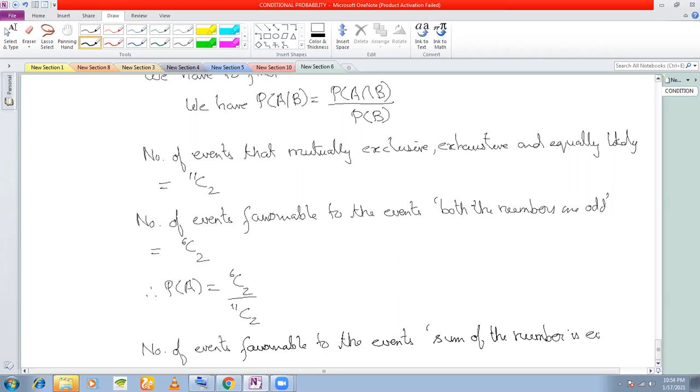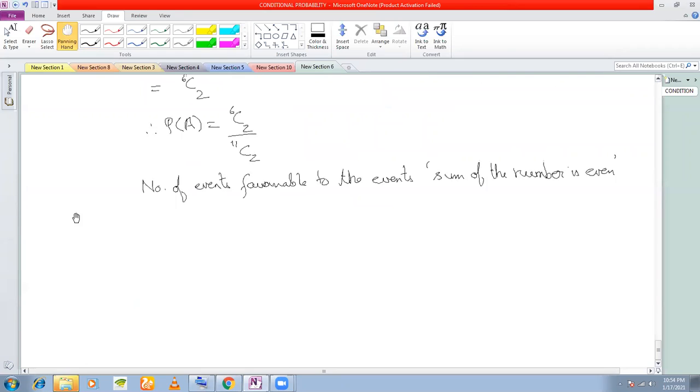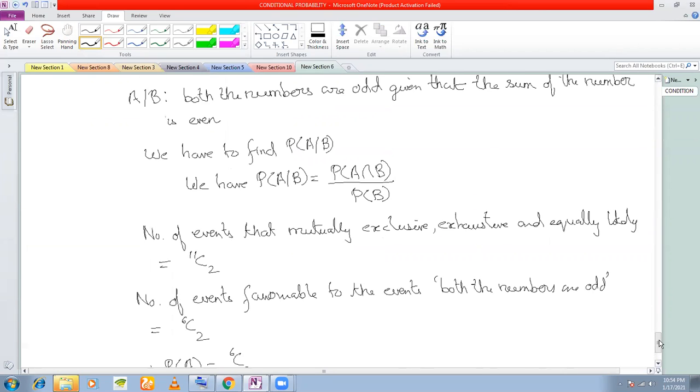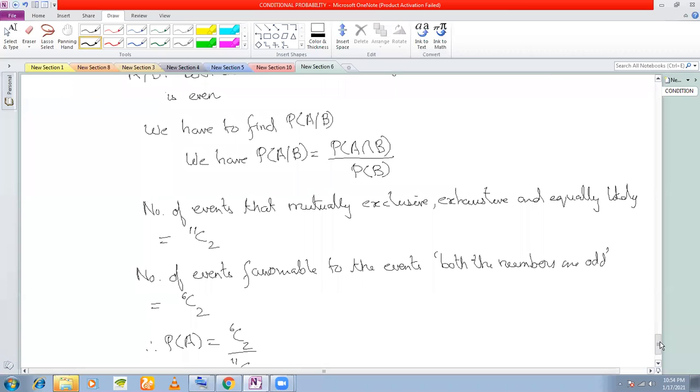The sum of the numbers is even. Now, when can the sum of two numbers be even? When they are two odd numbers: if two odd numbers are added, we get an even number, right? And if two even numbers are added, then also you get an even number. That means you can add any two from 1 to 11.